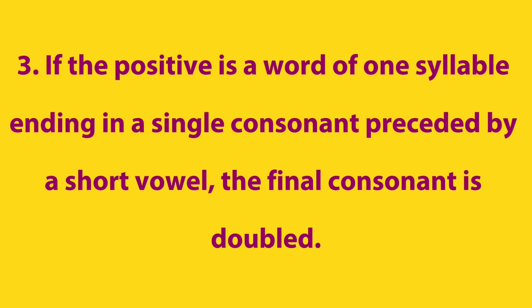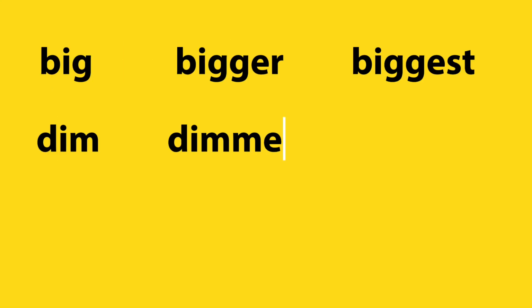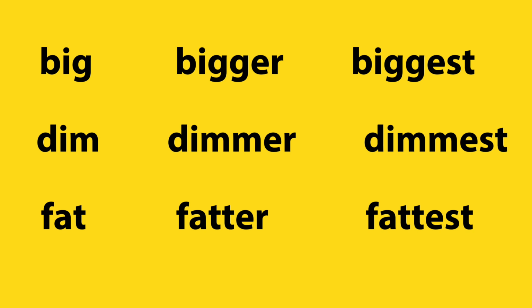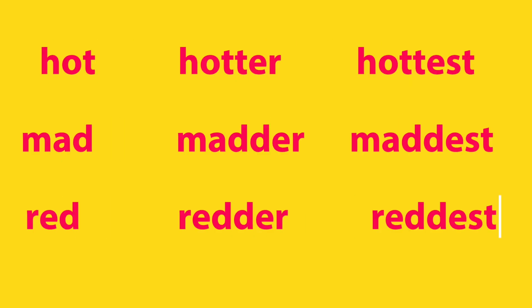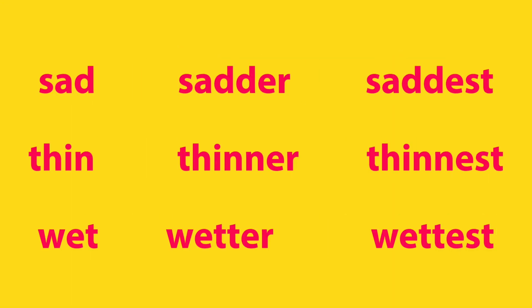3. If the positive is a word of 1 syllable ending in a single consonant preceded by a short vowel, the final consonant is doubled. Big, bigger, biggest; dim, dimmer, dimmest; fat, fatter, fattest; hot, hotter, hottest; mad, madder, maddest; red, redder, reddest; sad, sadder, saddest; thin, thinner, thinnest; wet, wetter, wettest.